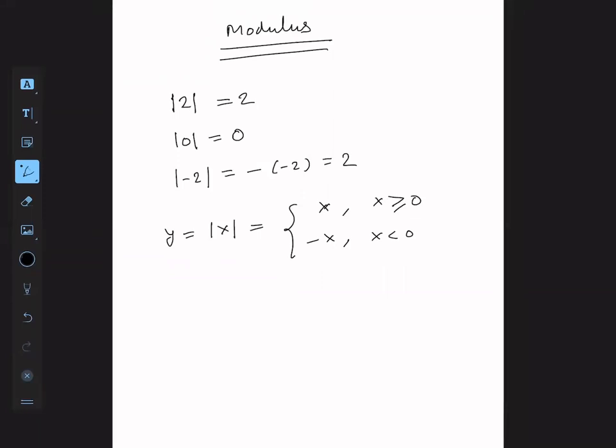What is the purpose of modulus? Why do we apply modulus in any expression? To make a given expression non-negative.